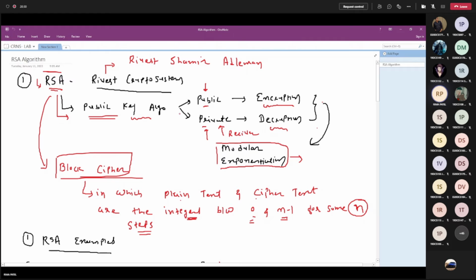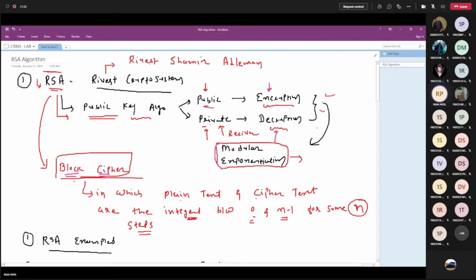So in a public key algorithm, we have a public and a private key. The public key is going to be used for encryption and the private key for decryption, and for this encryption and decryption equation, they are going to use modular exponentiation. One more thing, the name RSA comes from Rivest, Shamir, Adleman. These three persons introduced this algorithm, this technique, and that's why the name is RSA.